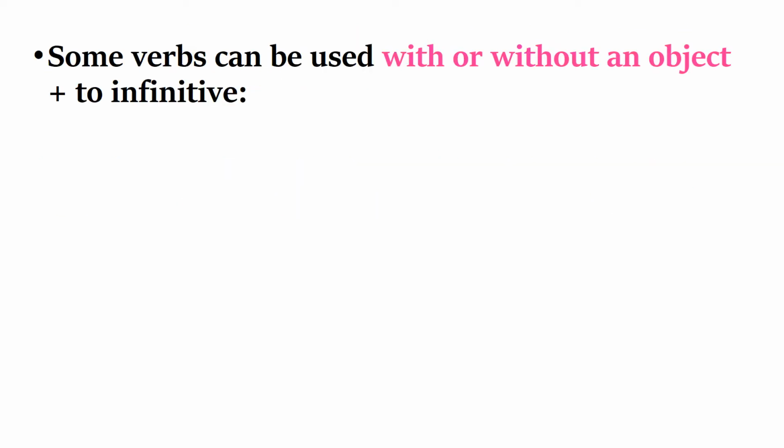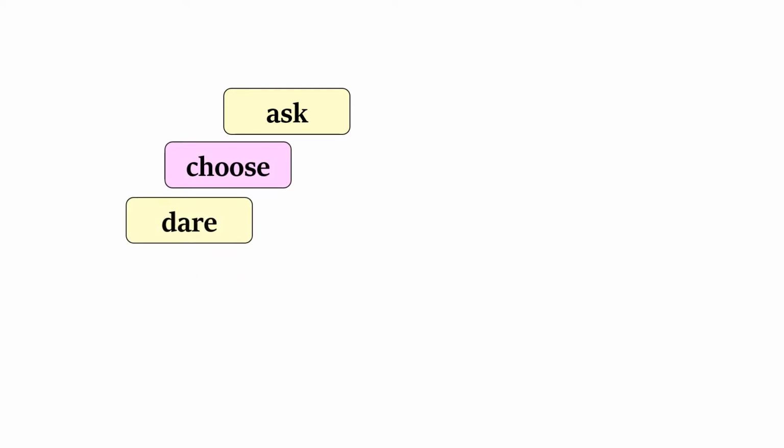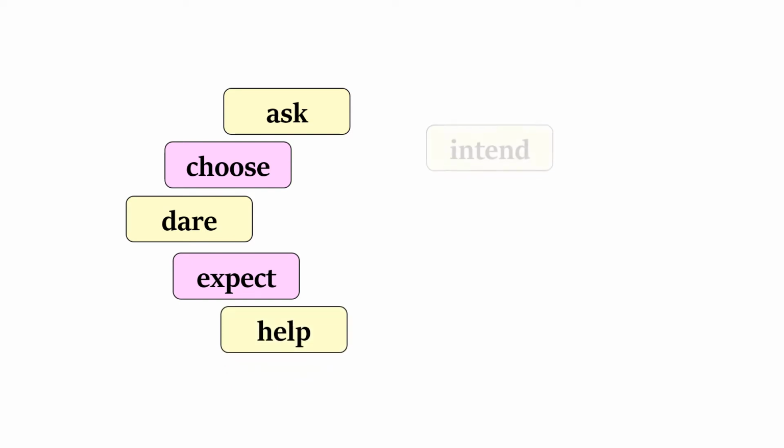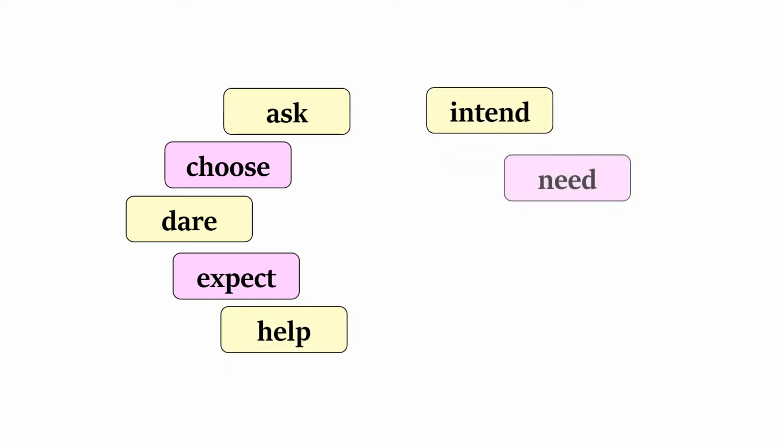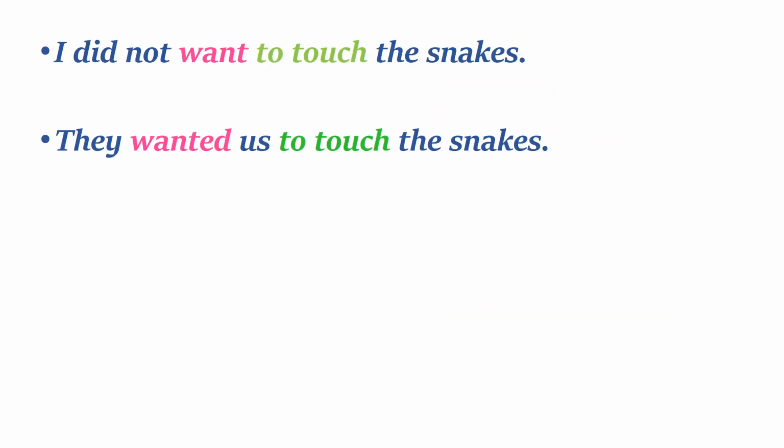Some verbs can be used with or without an object plus to infinitive. There are ask, choose, dare, expect, help, intend, need, prefer, prepare, want. Examples. I did not want to touch the snakes. They wanted us to touch the snakes.